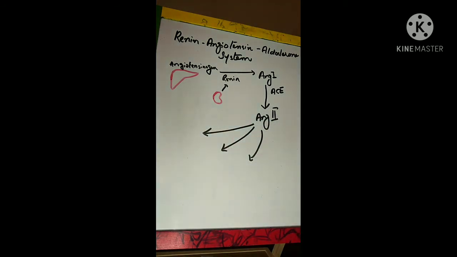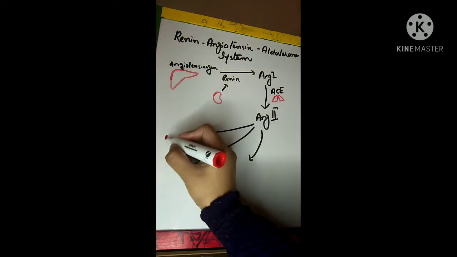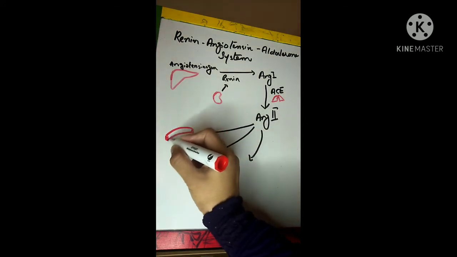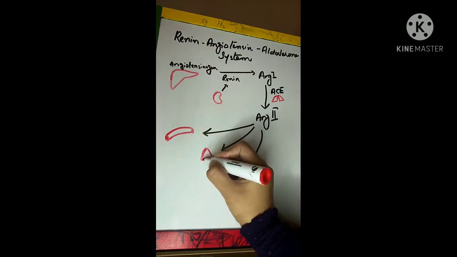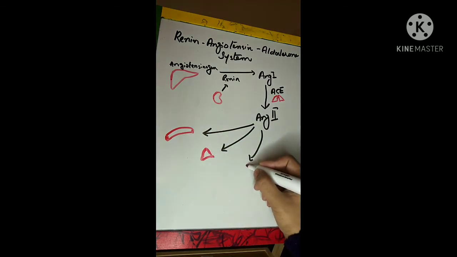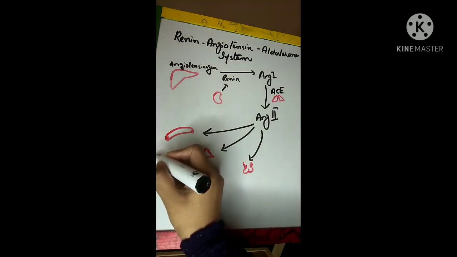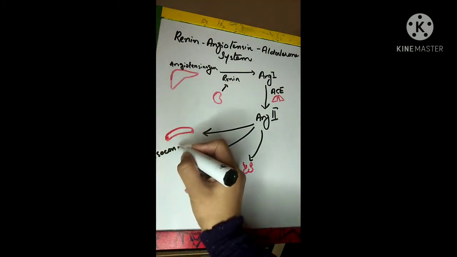First of all, it acts on the blood vessel and causes vasoconstriction. Second, it causes release of aldosterone from the adrenal cortex. And thirdly, it stimulates the release of ADH from the posterior pituitary. So here you can see that I am drawing a blood vessel, I have tried to show the adrenal cortex and the pituitary gland. So it acts on the blood vessel and causes vasoconstriction.